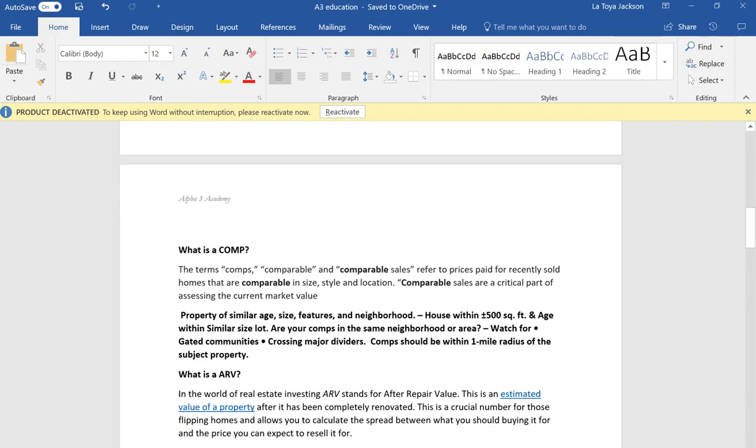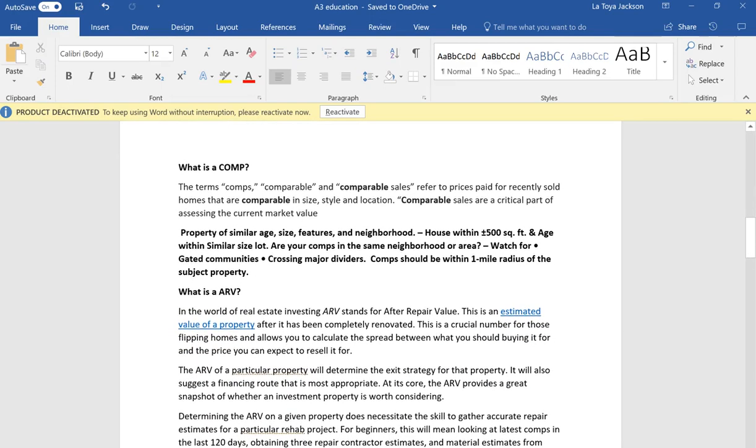So what is comps? I know you guys hear this all the time. So the term comps, you may hear, is actually an abbreviation of comparables. You might hear the word comparable sales, which refers to the price paid for recently sold homes that are comparable in size, style, and location. Comparable sales are a critical part of assessing the current market value. This is very important. This is what we use to determine what we're going to sell a property for.